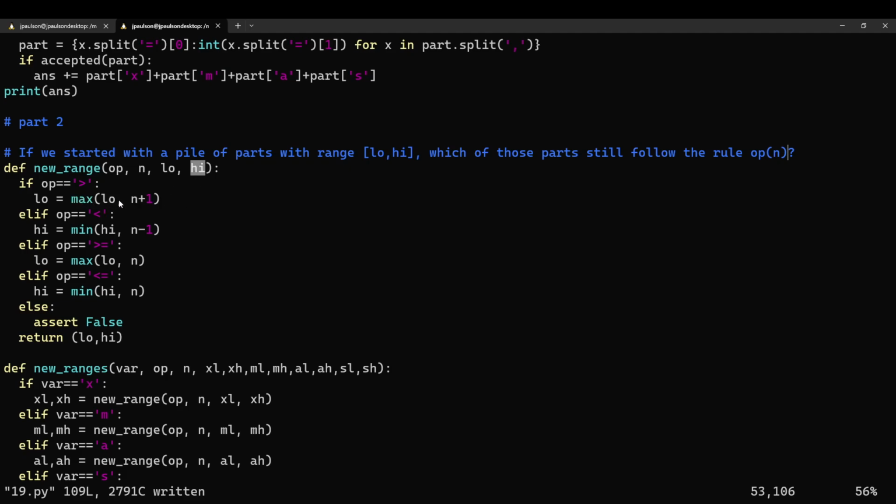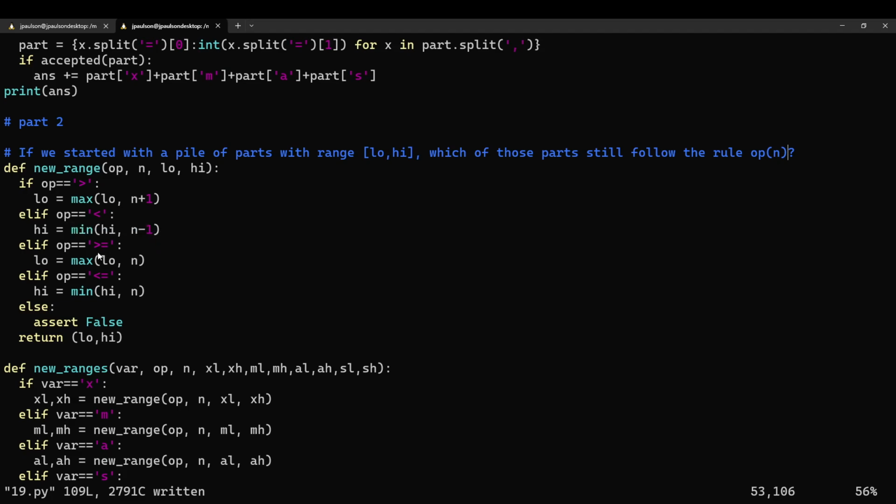So instead of going from low to high, it's from the max of low and n plus 1 to high. If we were already, say, the parts from 10 to 20, and we said now they had to be greater than 5, that does nothing. They were all already greater than 5. But if it's greater than 15, now it's just the parts from 16 to 20. So max. Similarly, if it's less than, that's bounding the upper range you might need to throw away. High is now the min of high and n minus 1.